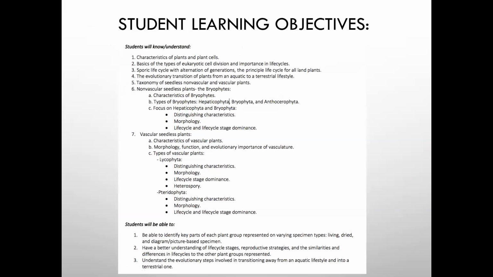Just to cover learning objectives for this exercise, moving on from that background information in the introduction to plants, we're going to get into the distinguishing characteristics of these different groups and their morphology and how that plays into their life cycle. And this all ties into this transition from water to land and the various adaptations to help make that possible for plants.